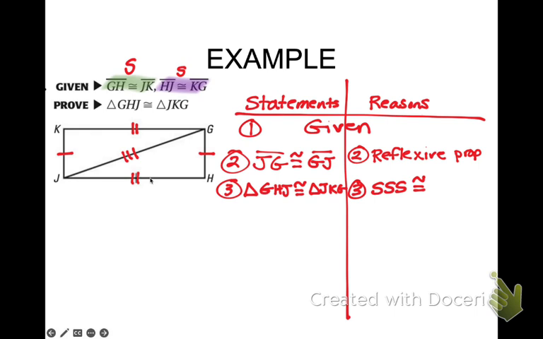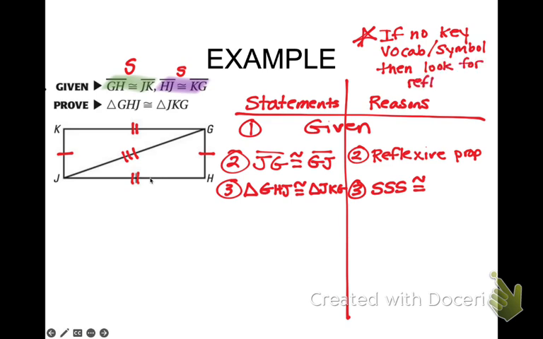Now, what do you notice about the given in the first proof and the given in the second proof? They both had 2 sets of congruent segments. This one uses the reflexive property. Right. Why do you think we use the reflexive property? What was missing from the given that was there in the first proof? There was a key vocabulary word in the first one, wasn't there? In this one, there was no key vocabulary. So put a little star next to this one and put, if no key vocab or symbol, then look for reflexive property.